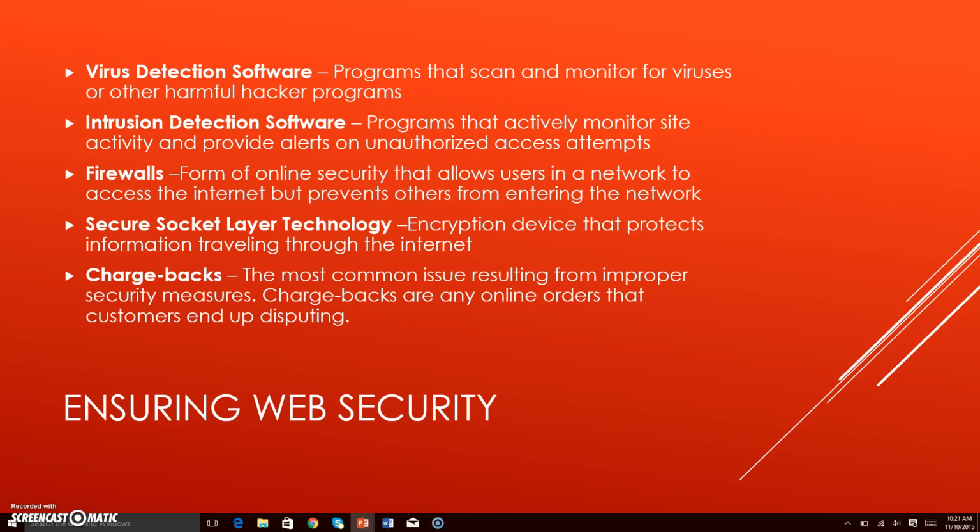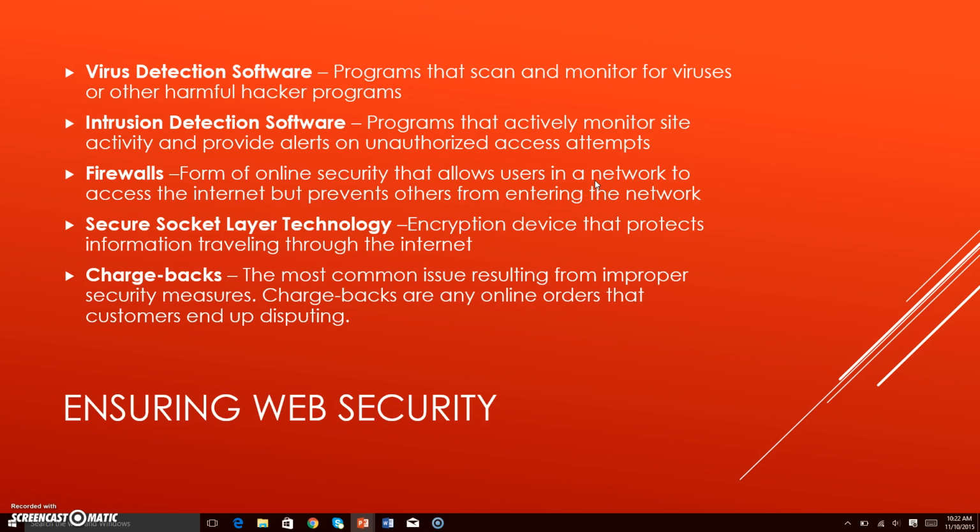Viruses can range in their level of severity. They could be anything from simple humorous messages to something that could delete your entire hard drive data. So it's important that you have good virus detection software and that you're actively making sure that your networks are safe. The next type is intrusion detection software, and that basically monitors anytime any unauthorized person tries to access your network or your company site.